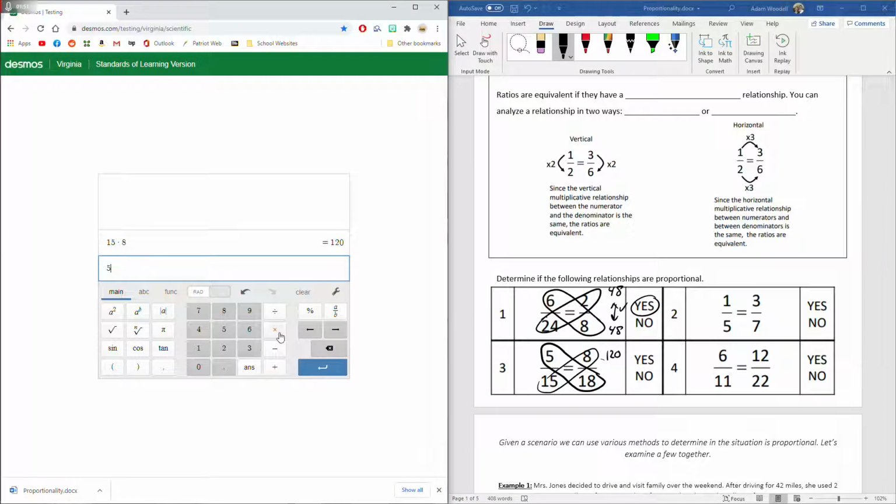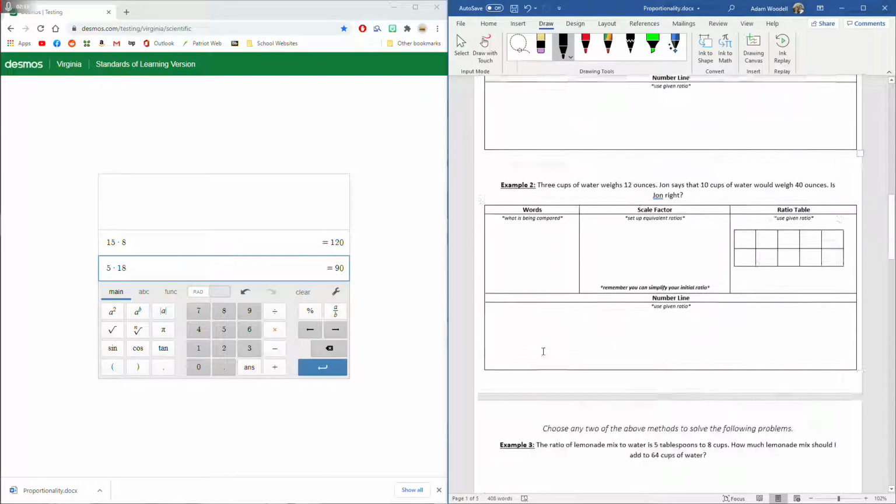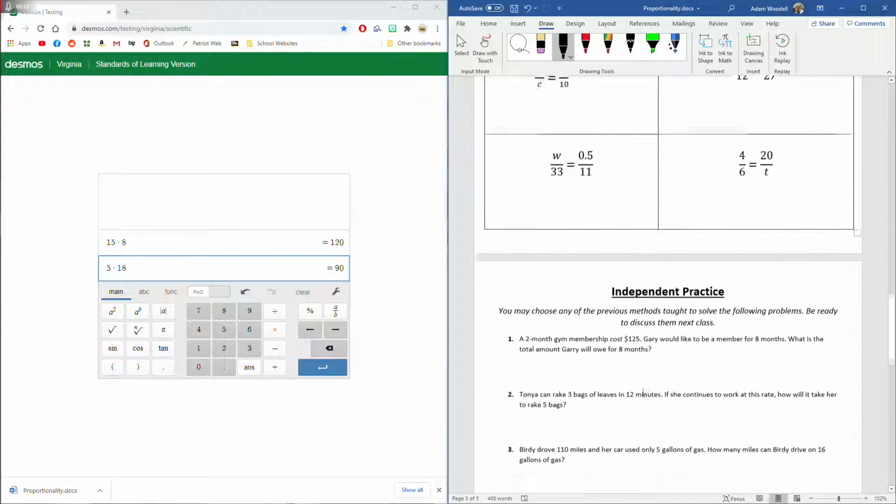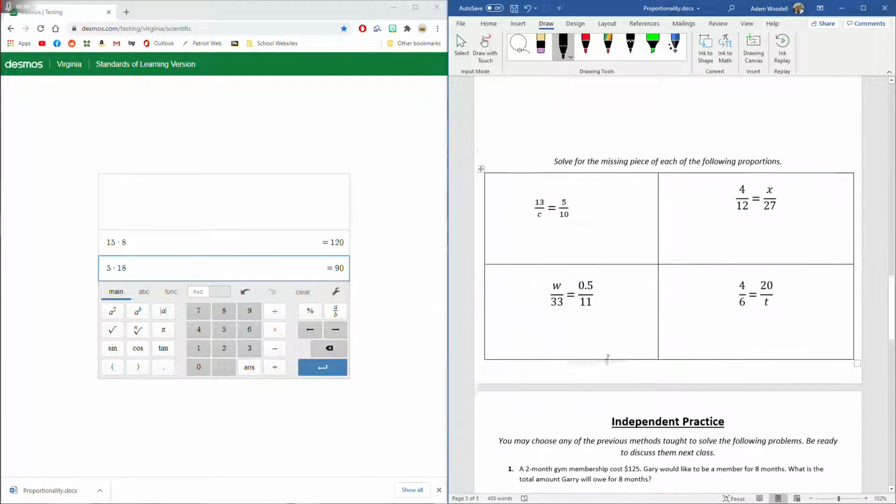So let's check. 5 times 18. No, it gives me 90. Whoa. So because it gave me 90, because the numbers are different, it's bad. It's not proportional, right? I want it to be the same number, but because it's a different number down here, it ends up being not proportional. I think you guys get the idea. I just want to show you really quickly how it can be used to help you solve for missing information, and this can help you with the word problems down here as well.